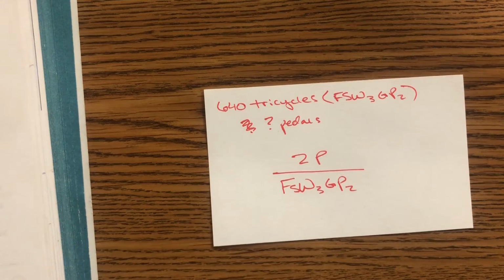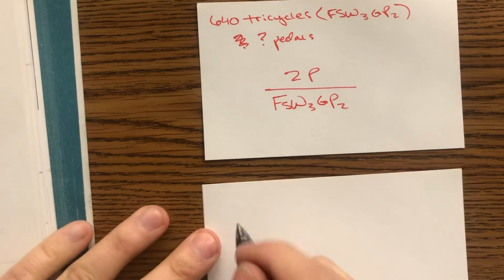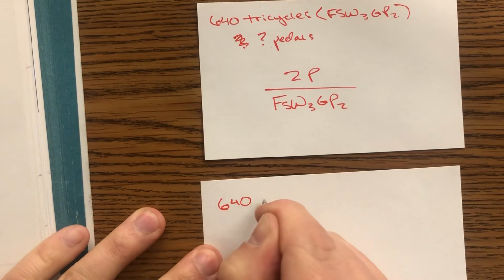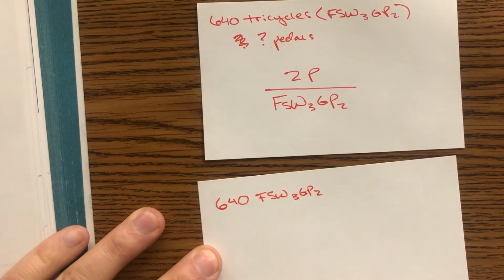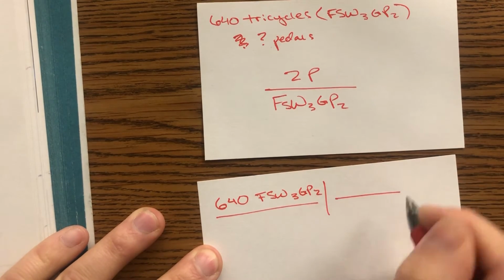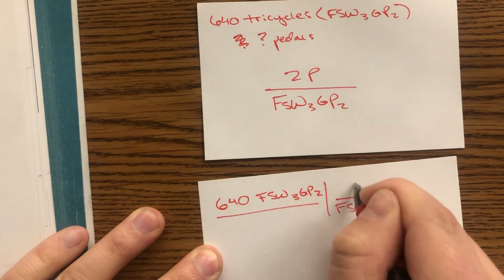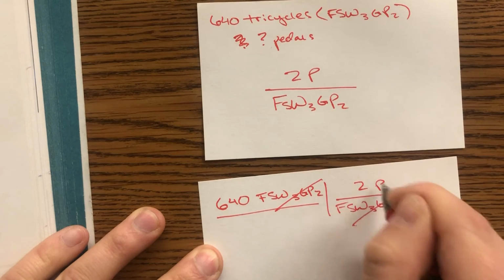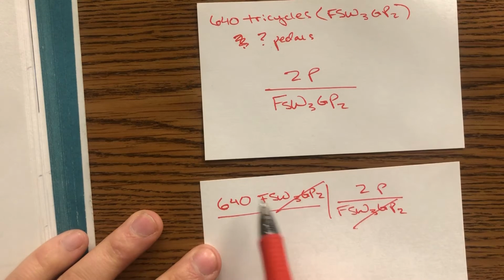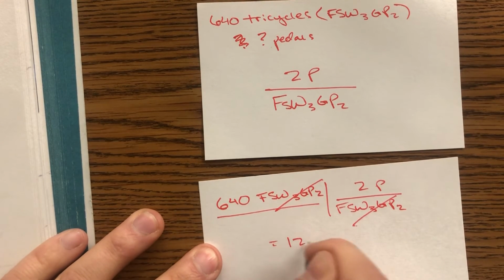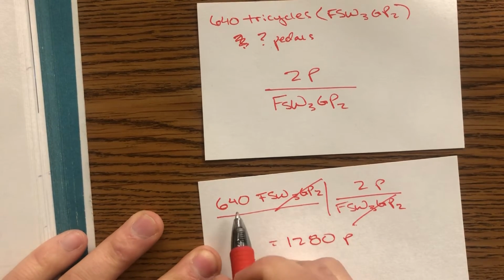So let me pull out another card and let's solve it down below. We're going to use that as our reference. So if I want 640 FSW3GP2, we're going to use our picket fence and apply this ratio of FSW3GP2 to 2 pedals. This cancels out, and it tells me how many pedals I'm now going to have. We're converting our units into pedals. So 640 times 2, we know that's 1,280. So that's 1,280 pedals needed to make this many tricycles.